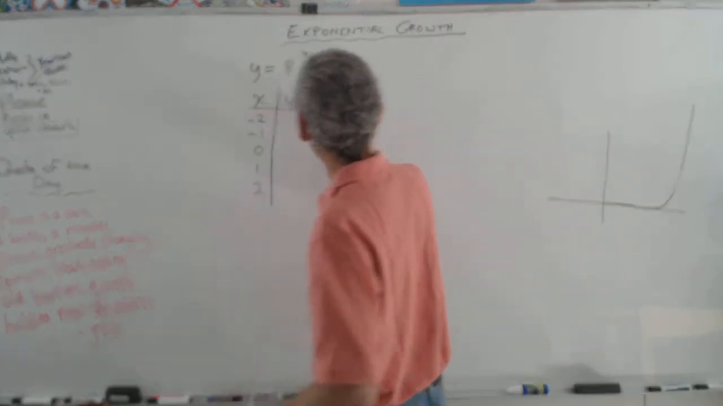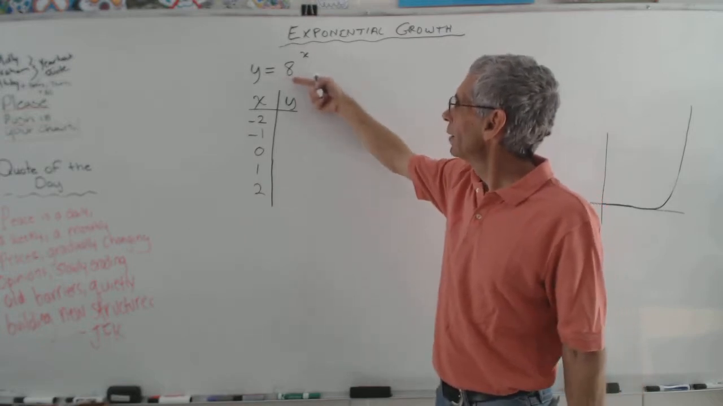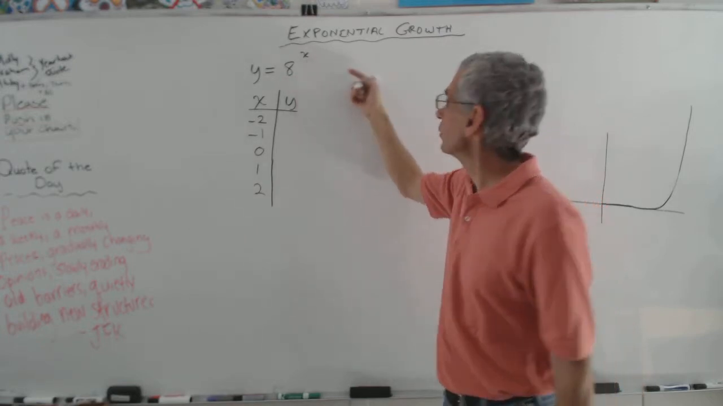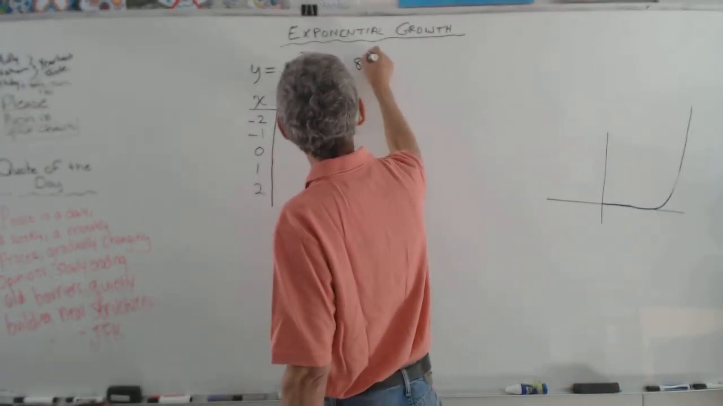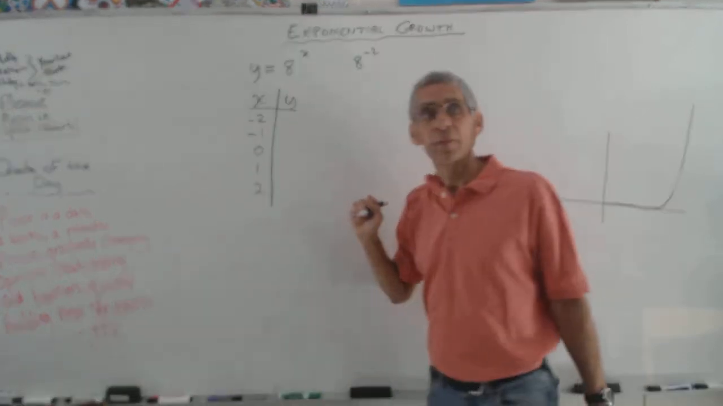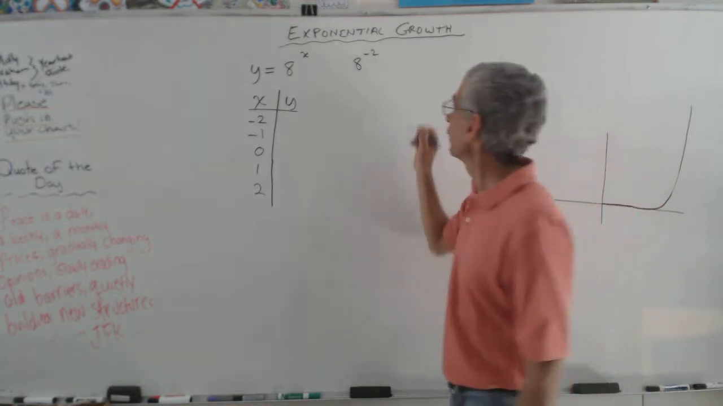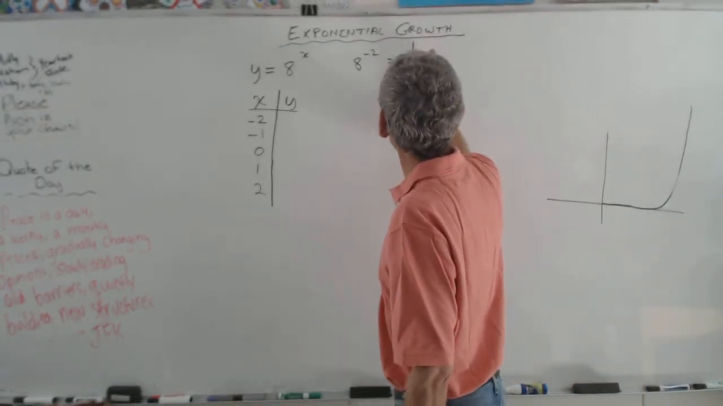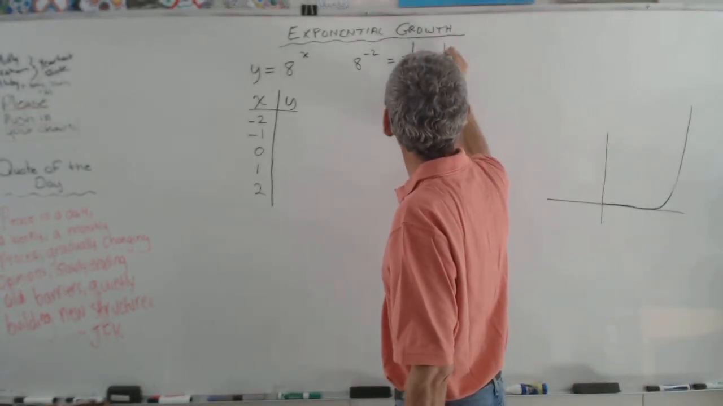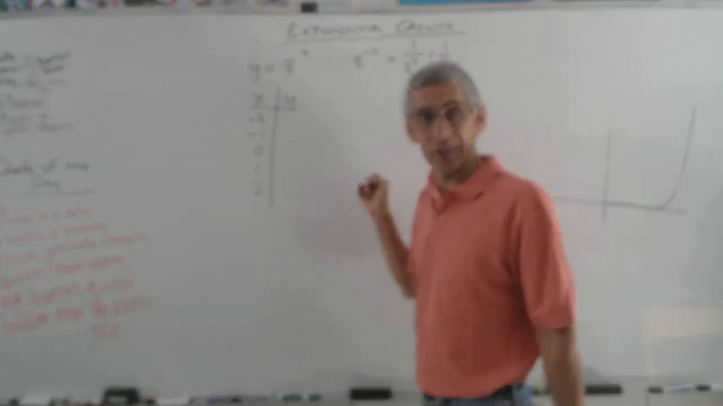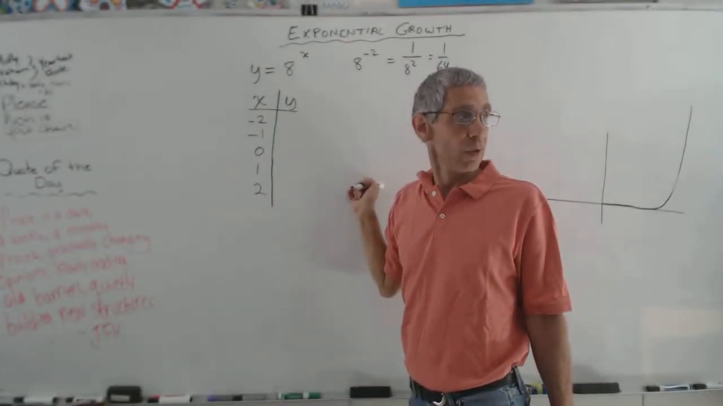So let's figure out what is our Y. What's our Y when X is -2? So 8 to the -2. What's our Y? I have to flip it, because the exponent is negative. So it's 1 over 8 to the 2, which is 1 over 64. That's a fairly tiny number. Don't you agree with me?